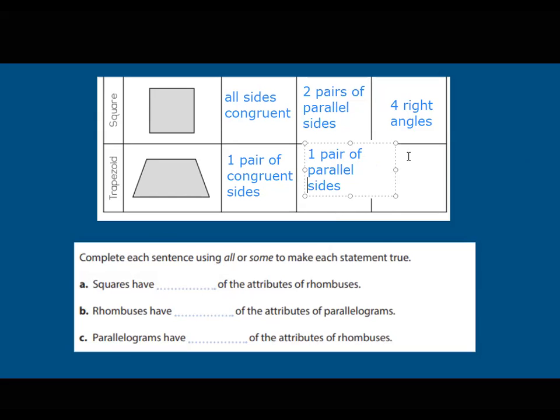And what about right angles? Do we see any right angles here? Nope, we don't see any here. Not necessarily in this trapezoid, but it is possible to have a right trapezoid. But since we don't see any here, we'll put none.